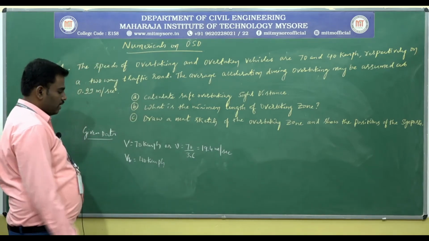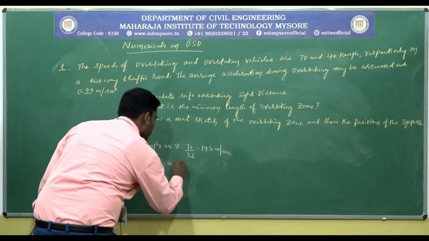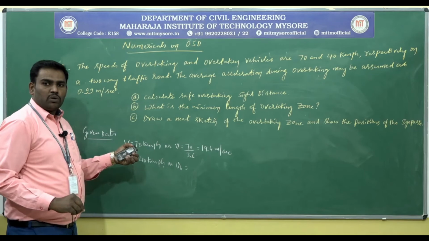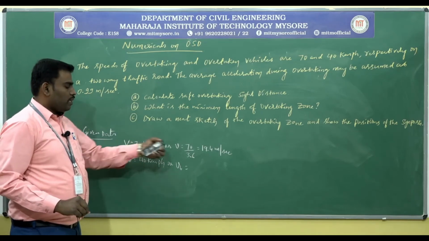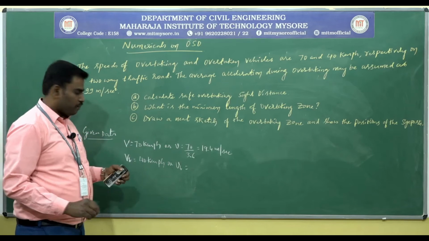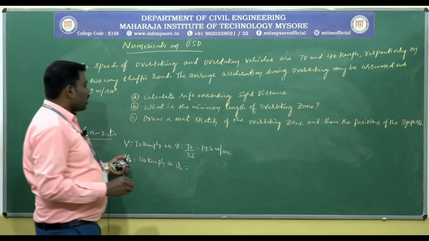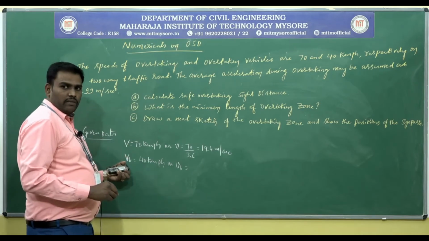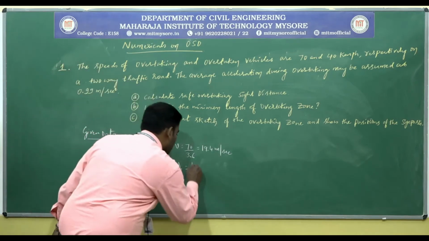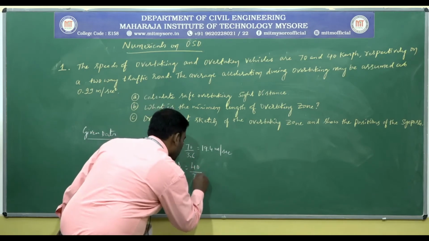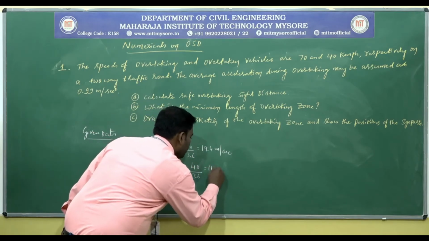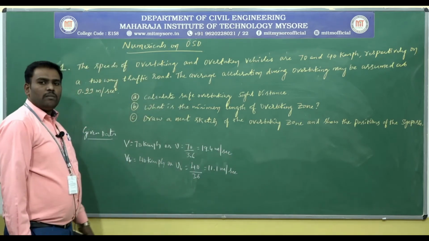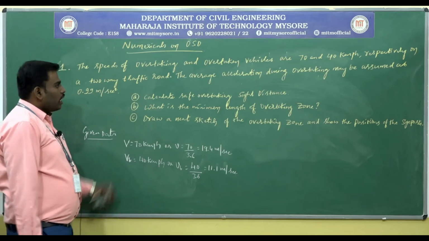19.4 meter per second. Similarly for vb, usually for the speed in terms of kilometer per hour we use the capital letter V, and for the speed in terms of meter per second we use the small letter v. For the overtaking vehicle speed it is 70, for the overtaken vehicle it is 40. Then 40 divided by 3.6 will give about 11.1 meter per second. 11.1 meter per second.